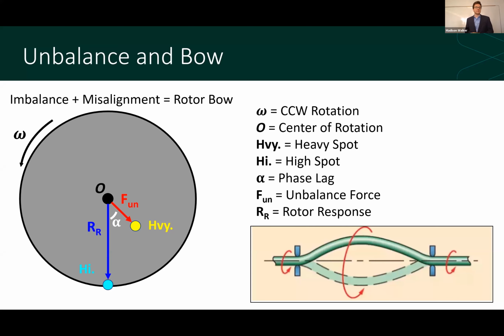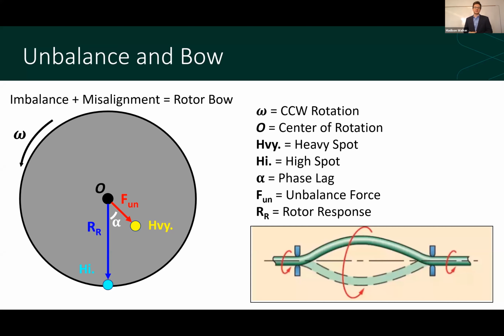Here you can see there's an imbalance, also called a heavy spot in yellow. And when the rotor is rotating, you're going to get a force in the direction of this imbalance. Due to damping in the system, the actual rotor's response, or bow, will lag this force in the direction opposite of rotation by some amount, and we call that the phase lag, which is denoted by alpha.